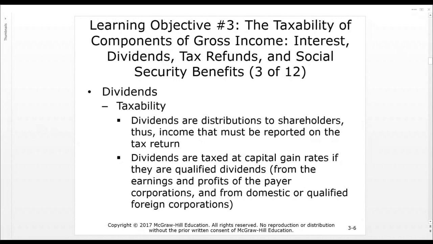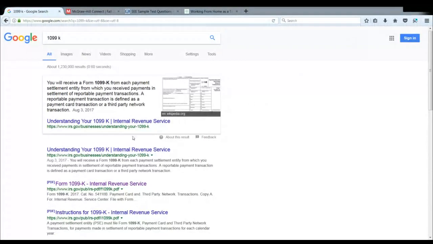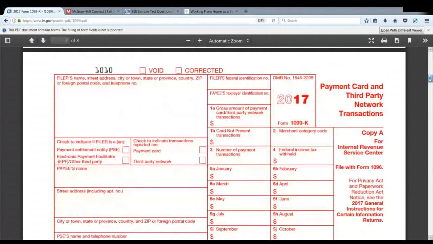And I'm going to share a certain type of application, 1099K. Okay. So understanding your 1099K, you will receive a form 1099K from each payment settlement entity from which you receive payments in settlement of reportable payment transactions. Right? So there's a lot of individuals who are receiving 1099Ks based on their transactions. So as you can see here, right?